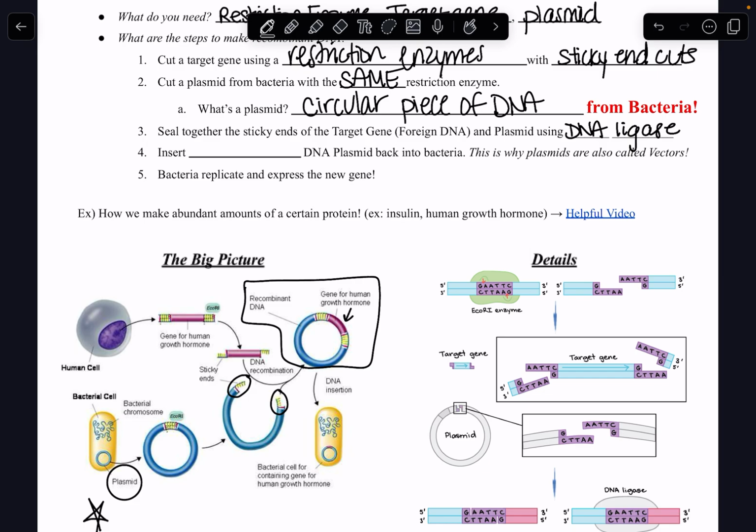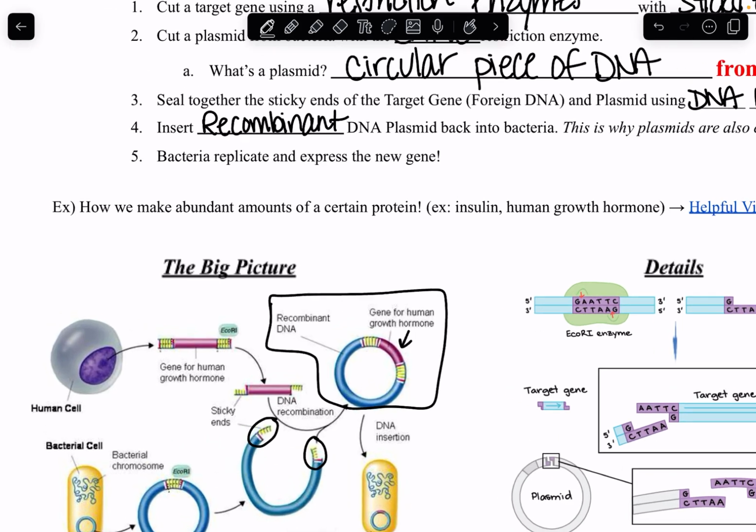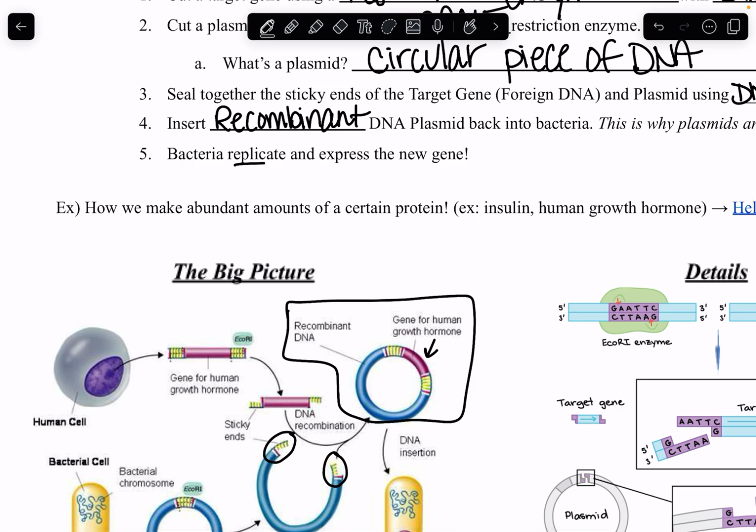And then you insert this recombinant DNA back into the bacteria. You can see it in the picture down below. This is why plasmids are also called vectors, because vectors accelerate the process. Last but not least, bacteria replicate and express the new gene.